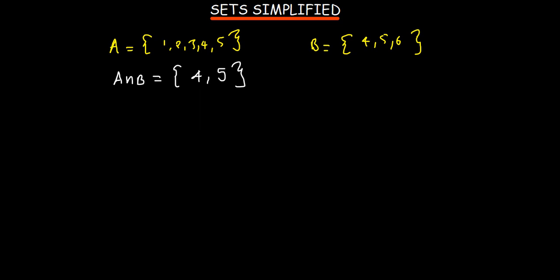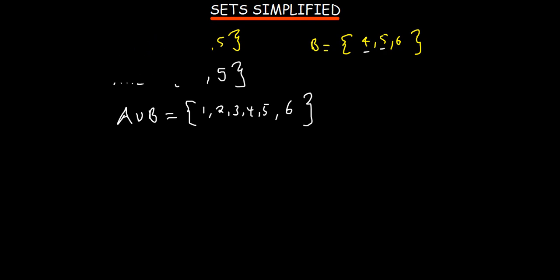You can also find the union of these two sets, A union B. Now union means combining the sets. So in A we have got 1, 2, 3, 4, 5. In the set B we have got 4, 5 and 6. So just put 6 there. You don't write the same number twice. So I haven't written 4 and 5 again. So this is the union of the two sets. That's how you work it out.